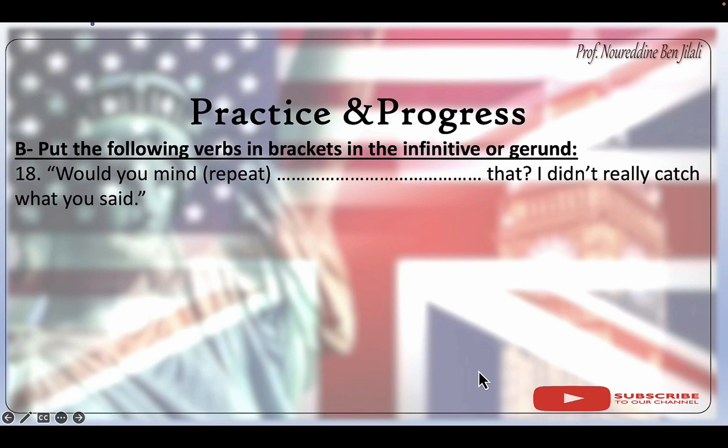Number 18. Would you mind repeating that? I didn't really catch what you said. So mind here is a verb which is always followed by gerund. So we say here, would you mind repeating that?